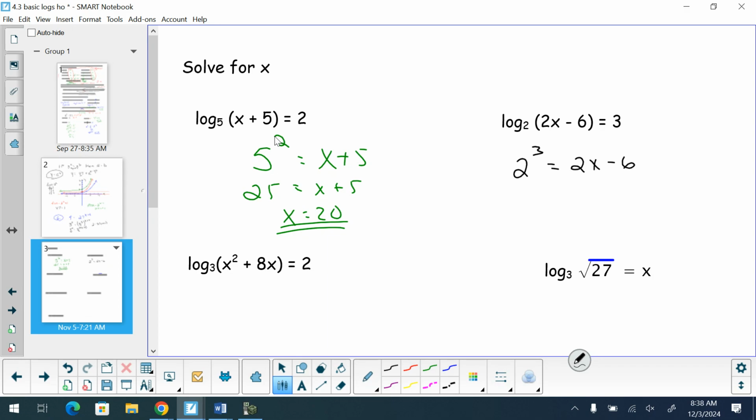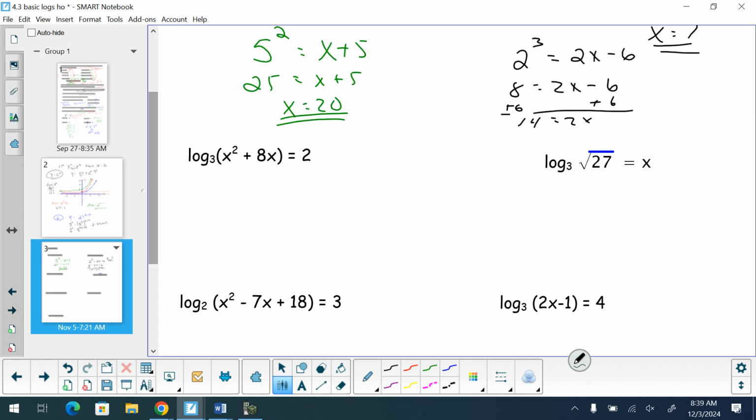So we have 2 to the third equals 2x minus 6. 2 to the third is the value of 8. Now we have an equation to solve. We can add our 6 and divide by 2. So x equals 7. What's our base? What's our exponent? What's our value?